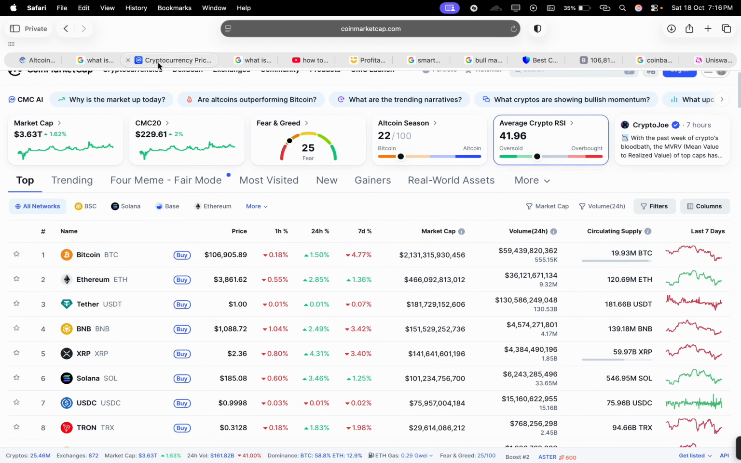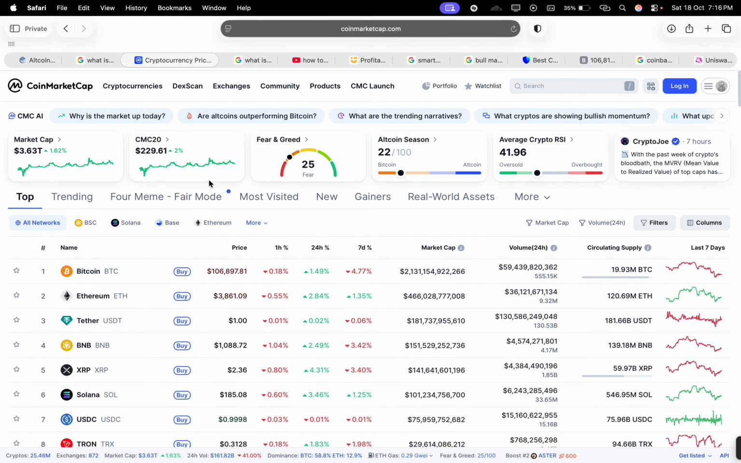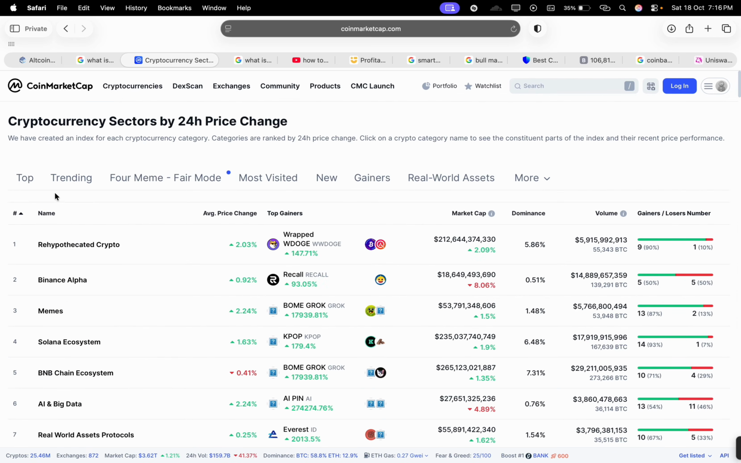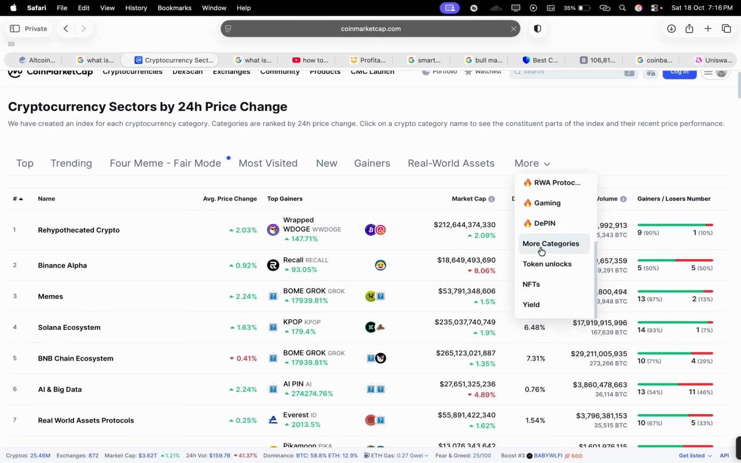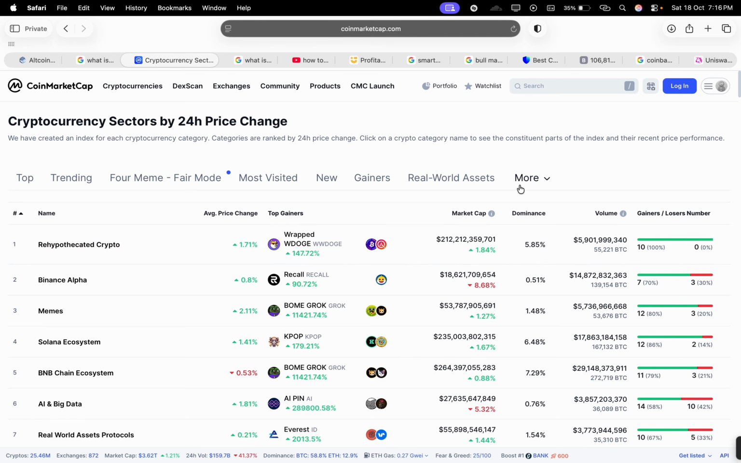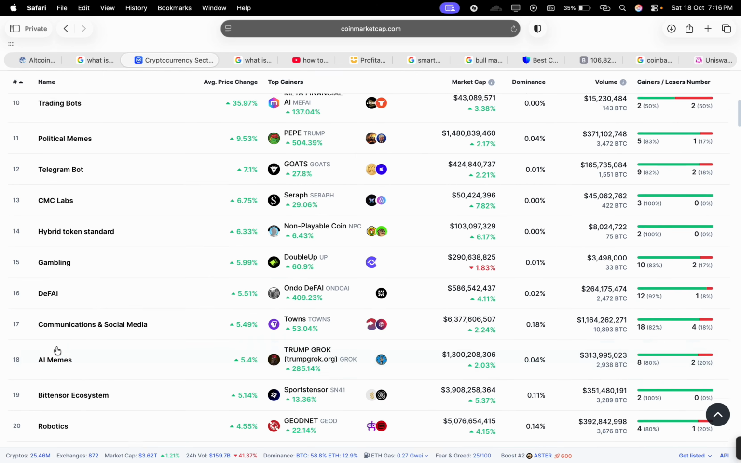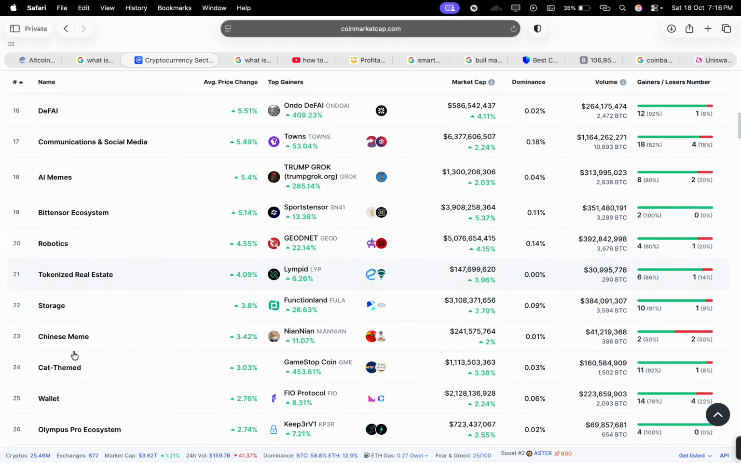If I go to CoinMarketCap and show the cryptocurrencies, there are so many categories. If I go to categories, and more categories, there are meme coins, gaming coins, AI coins, robotics. There are so many categories.